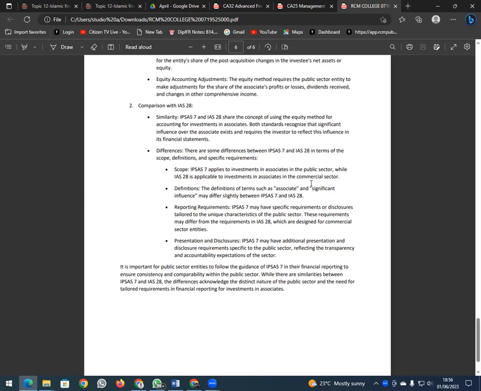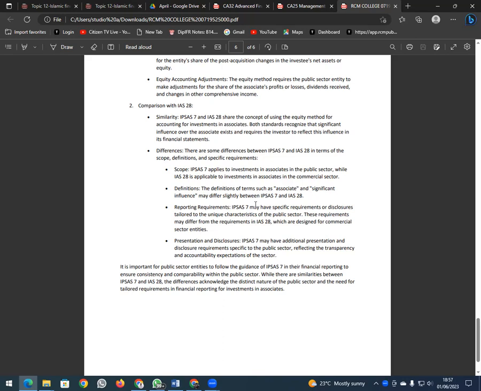Definitions: the definition of terms such as associate and significant influence may differ slightly between IPSAS 7 and IAS 28. So the definitions here, in terms of what is an associate in the public sector and what is an associate in the commercial sector, are a bit different.